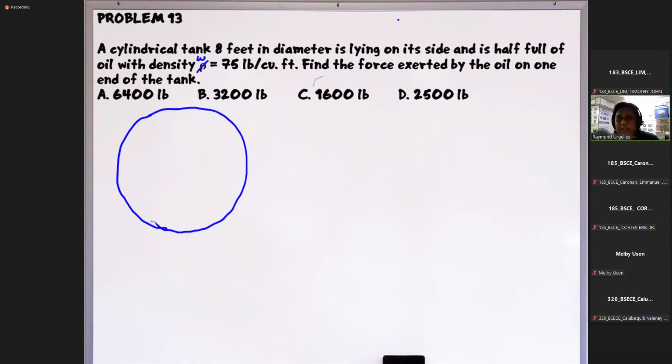Tapos nakalagay naman dyan, so this is half full. So ibig sabihin, dun lang tayo sa lower half. Okay? So ito lang yung nakasubmerged dun sa fluid natin, or in this case, yung fluid natin is oil. So ibig sabihin, yan lang yung i-consider natin. Okay? So then, find the force exerted by the oil on one end of the tank.